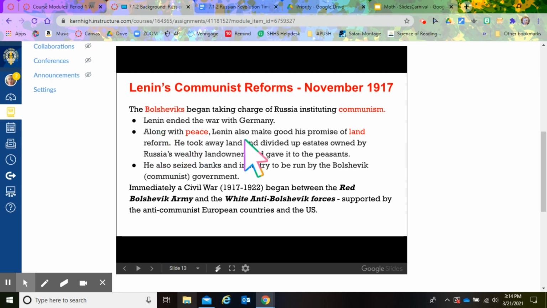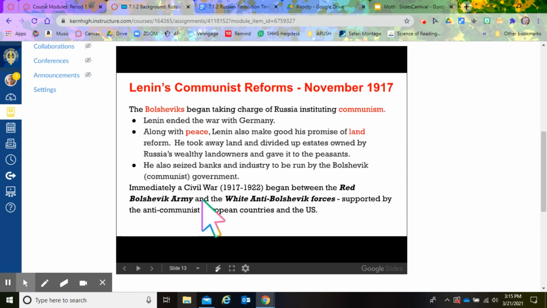Along with peace, Lenin also made good his promise of land reform. He took away land and divided up estates owned by Russia's wealthy landowners and gave it to the peasants. He also seized banks and industry to be run by the Bolshevik communist government. So now all of the industries, all of the banks, everything was taken by the government and run by the government.